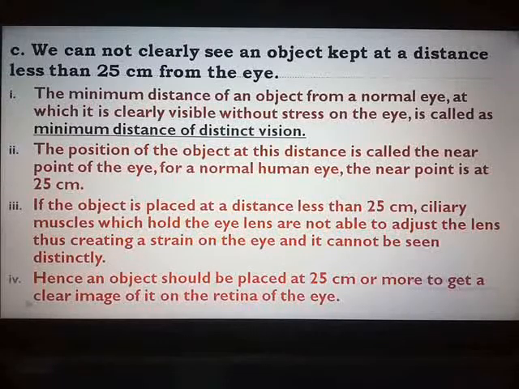Question number 5 is cancelled because it is related to the removed part of the syllabus. Explain the working of an astronomical telescope.